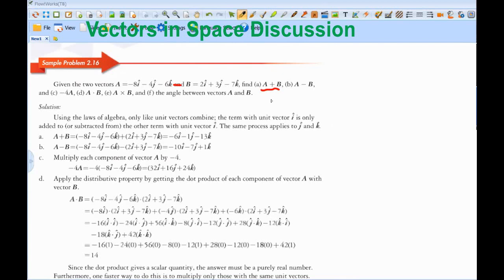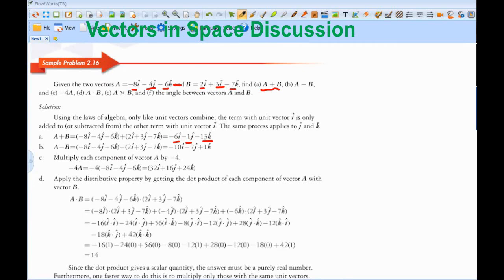So when you get A plus B, you just add. Negative 8i plus 2i, you will get negative 6i. Negative 4j plus 3j is negative j. Negative 6k plus negative 7k is negative 13k. It's like polynomials, right? Simple.